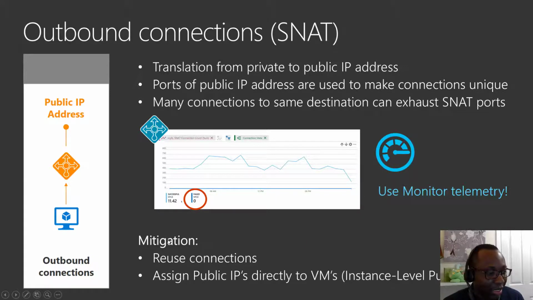So as you can see, mitigation is to reuse connections, which means you may need to talk to your application people to redesign their applications to reuse connections so that it's not opening connections anyhow, or assign a public IP address directly to the VM if you wanted to. That will override that limitation of them all sharing the public IP address of the load balancer.